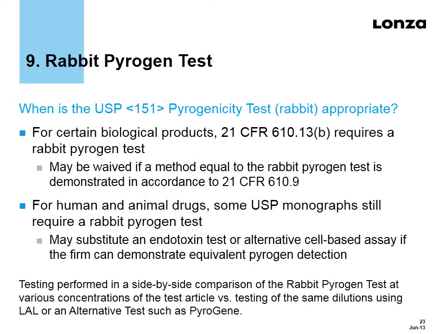For human and animal drugs, some USP monographs still require a rabbit pyrogen test. The user may substitute an endotoxin test or alternative cell-based assay if the firm can demonstrate equivalent pyrogen detection. Testing is performed in a side-by-side comparison of the rabbit pyrogen test at various concentrations of the test article versus testing of the same dilutions using LAL or an alternative test such as Lonza's PyroGene.